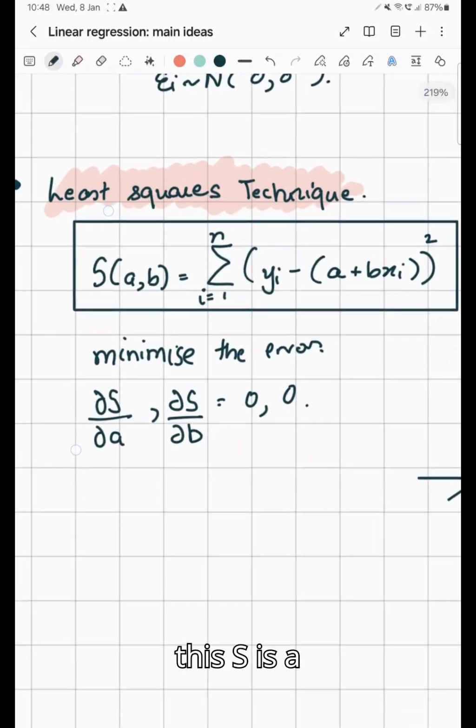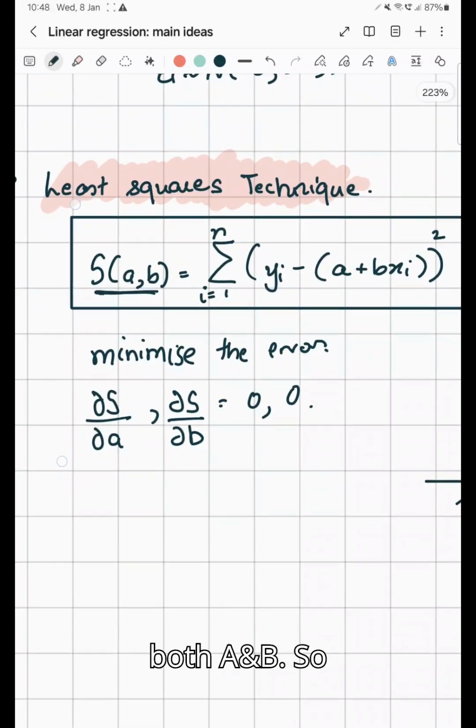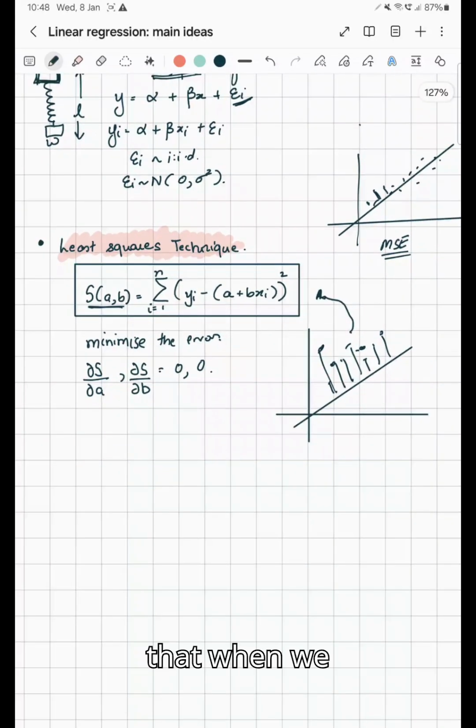So this S is a function of both a and b. We want to see, when we make slight changes in a while keeping b fixed, what is the change in the slope, or what is the change in the error? So that is the premise of this exercise that I'm about to show you.